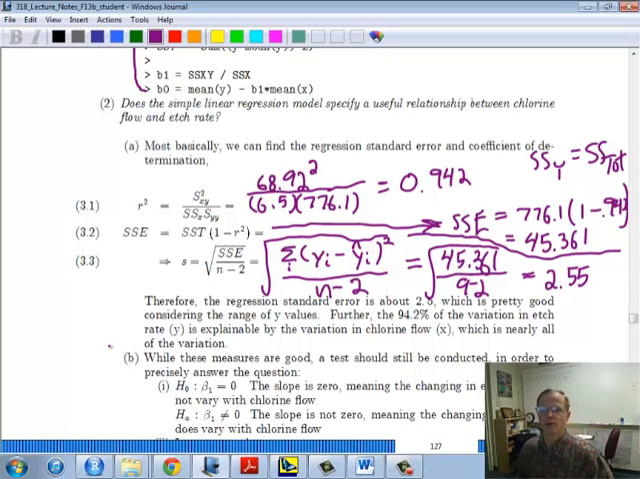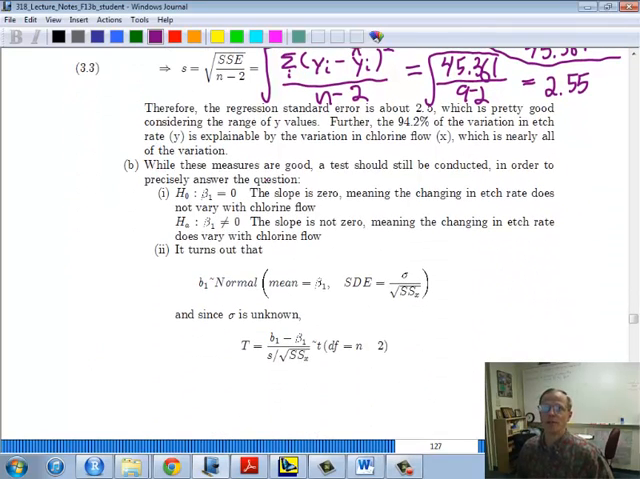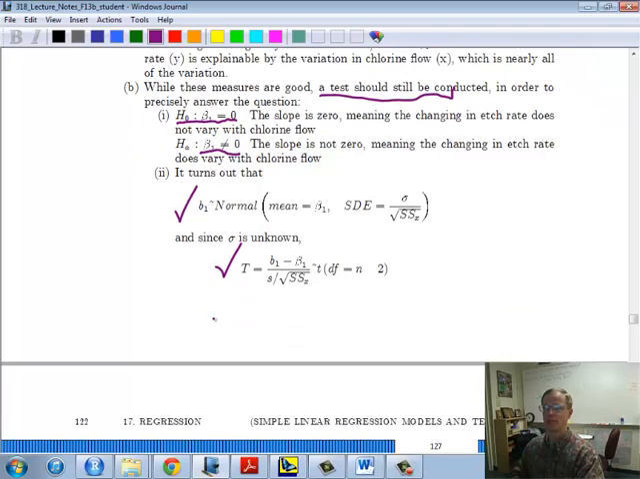Okay, next part. While these measures are good, a test should still be conducted to be precise about the question. So let's look at a hypothesis test. As we stated before, the null hypothesis of interest is slope 0. For the alternative, we'll do a two-tailed, slope not equal to 0, although you could do a one-tailed if you wanted to. In general, is it 0 or not? That's how we think of it. We have our normality result and the t-statistic result, so all that remains is to plug in here.